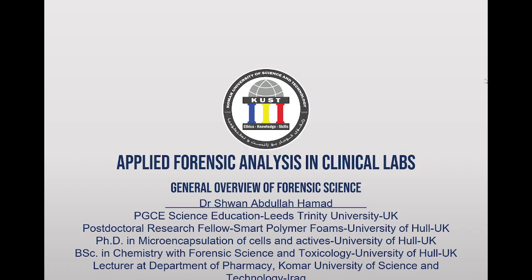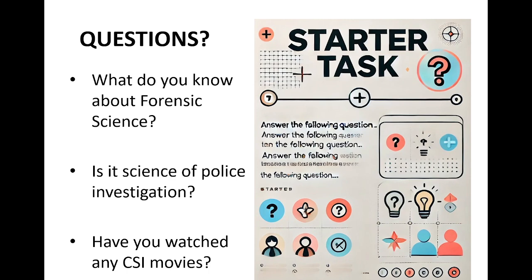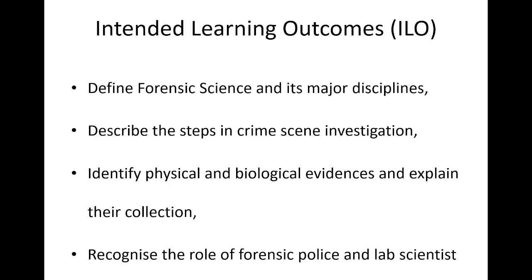So it's a general overview of forensic science that, like I said, we explained before, some of it. We asked these questions, and you should be able to understand what forensic science is in general. Is it a science of police investigation, or is it a proper science like physics, chemistry and biology? And you've probably seen some of these CSI movies as well.